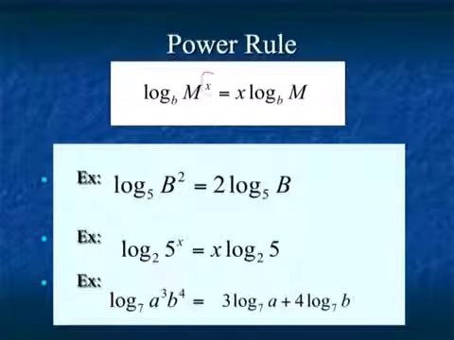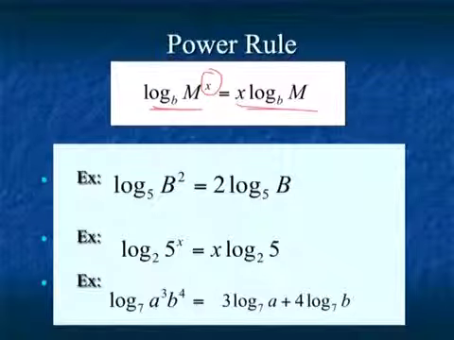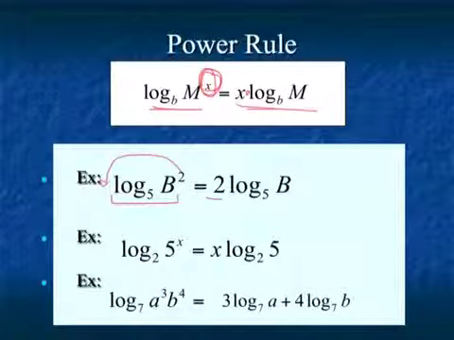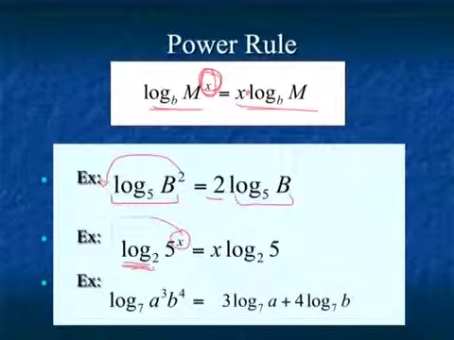Next is the power rule. We know what a power is. Power is an exponent. If you look at the left-hand side and the right-hand side, what's the difference between the two? Well, actually, the power, which is over here, is actually being multiplied times the log. And yes, that is a rule. So here we'll notice that log base 5 of b squared is the same as 2 times log base 5 of b. So when we have the word log, no one can be in power.